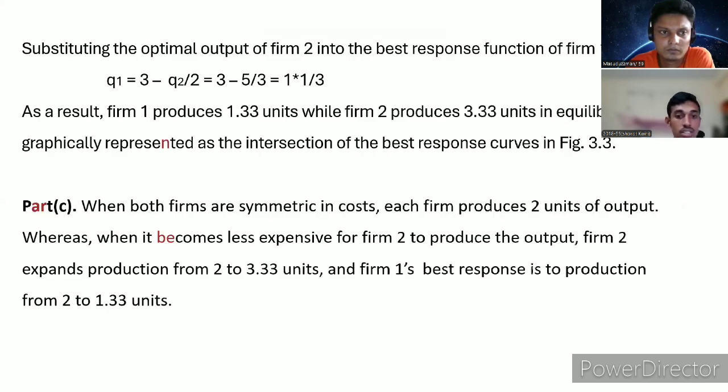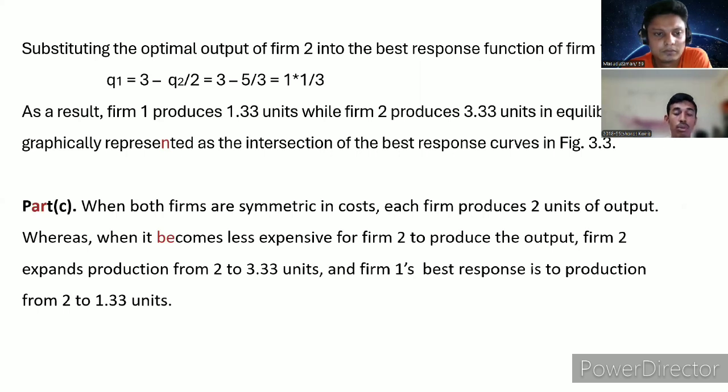Next, substituting the optimal output of farm 2 into the best response function of farm 1, it is 1 and 1 divided by 3. As a result, farm 1 produces 1.33 units, while farm 2 produces 3.33 units in equilibrium. Graphically, we see the intersection of the best response graphs in figure 3.3.